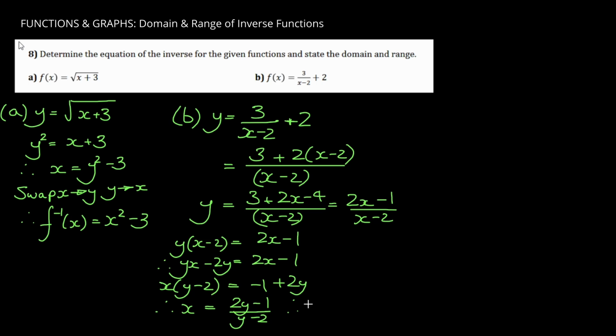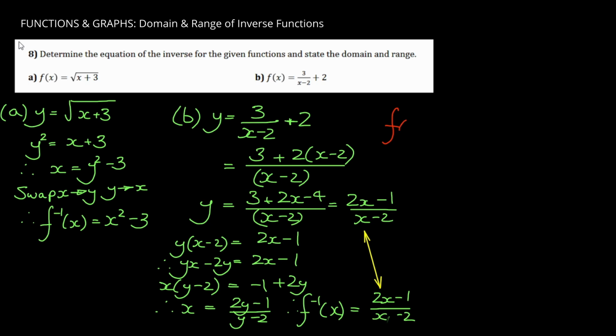And therefore, f to the minus 1 of x, now swapping from y's to x's, we get 2x minus 1 over x minus 2, which, if you look at our two results, are one and the same. So whatever we work out for the domain and range of the function, the same rules will apply to the domain and range of the inverse.